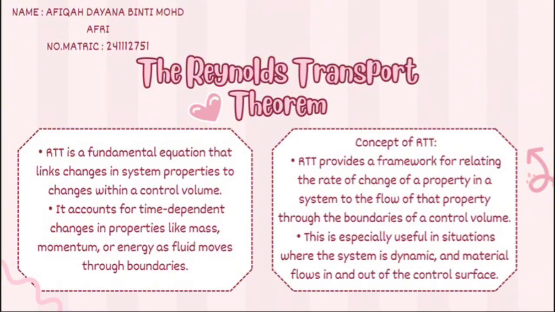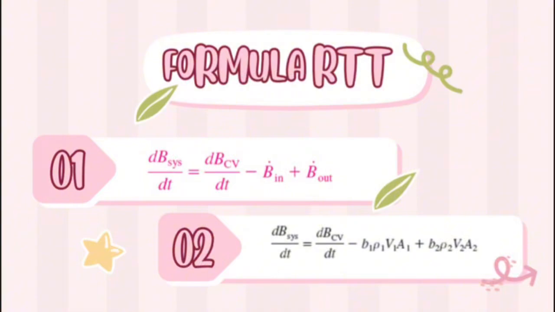For the concept of RTT, number 1, RTT provides a framework for relating the rate of change of a property in a system to the flow of that property through the boundaries of a control volume. Number 2, this is especially useful in situations where the system is dynamic and material flows in and out of the control surface. For Formula 1, we calculate how a property changes in a moving system.